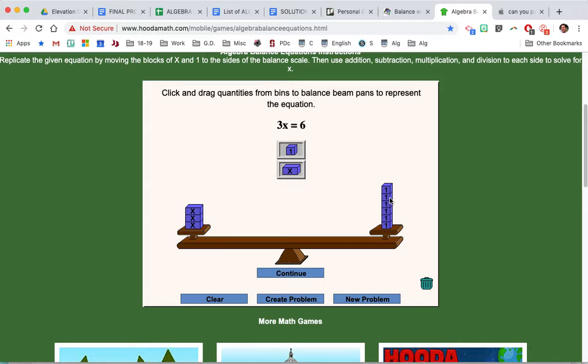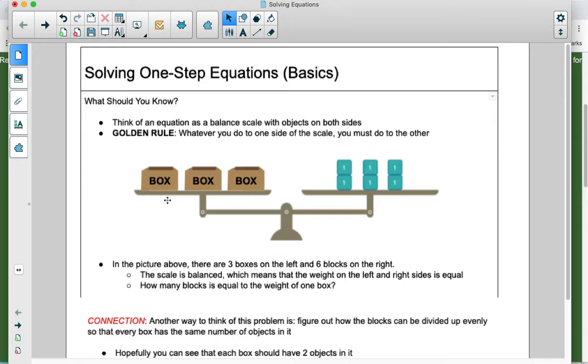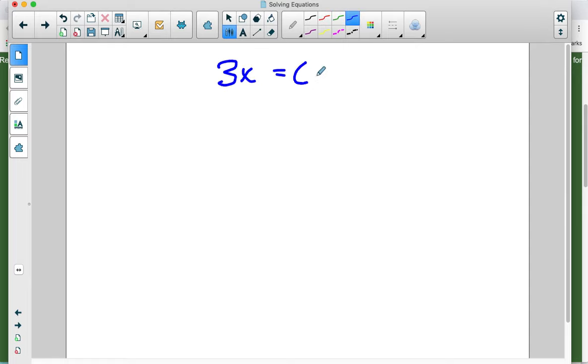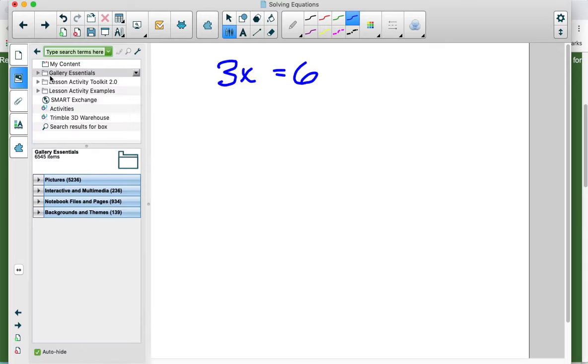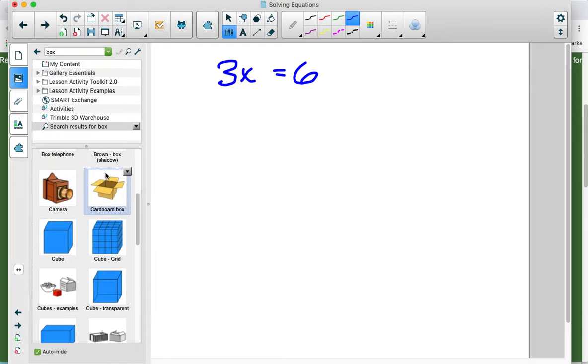Now, there's a couple ways to do this. We have 2 ways of solving every problem. You have a visual way and you have a mathematical or algebraic way. And so let's say we have 3x equals 6. I want you to think of anytime you see x as boxes. So we're going to find some boxes here. And we know we have 3 of them.